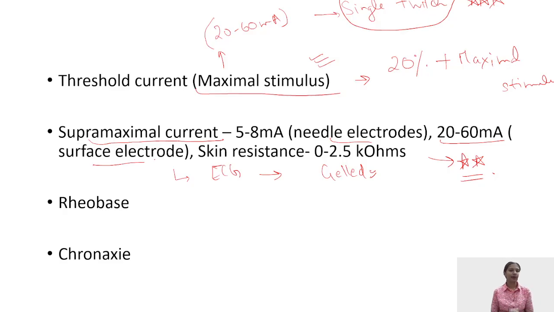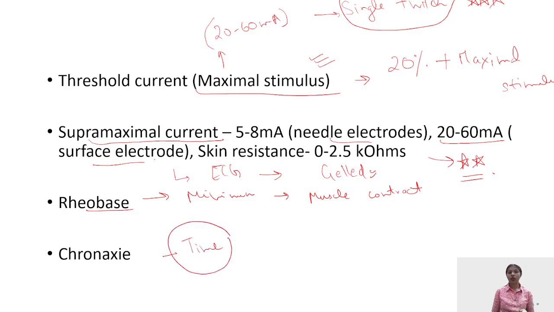Two other definitions which are important are rheobase and chronaxie. Rheobase is the minimum current which is required for the muscle to contract. And chronaxie is the time taken for that contraction to occur when twice the rheobase of current is given. So we have a maximal stimulus, a supramaximal stimulus, a rheobase and a chronaxie.